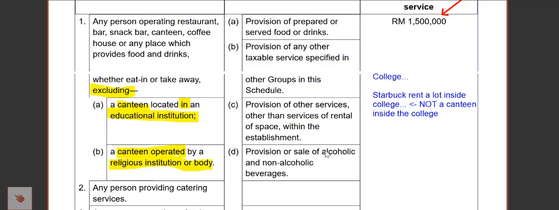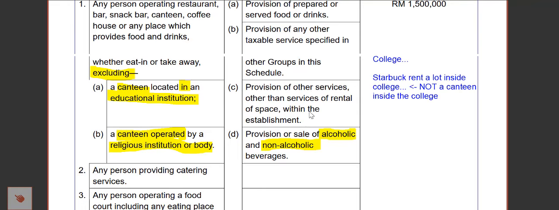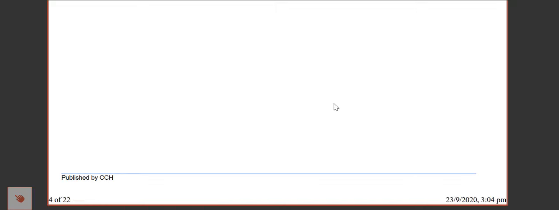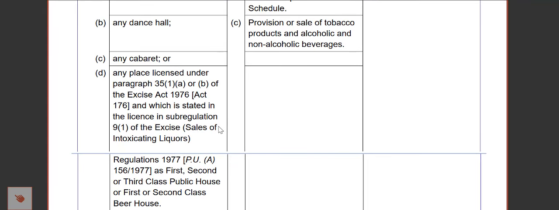Okay, now alcoholic and non-alcoholic drink, but very special, you notice they never mention tobacco for restaurant. Okay, third group is nightclub, dance hall, cabaret, health and wellness center, massage parlor, and public houses, that is pub, beer houses. Now all these are the not healthy stuff. So I don't know why it's not healthy, but then they mention health center, so I'm sure this health center is not healthy, right?